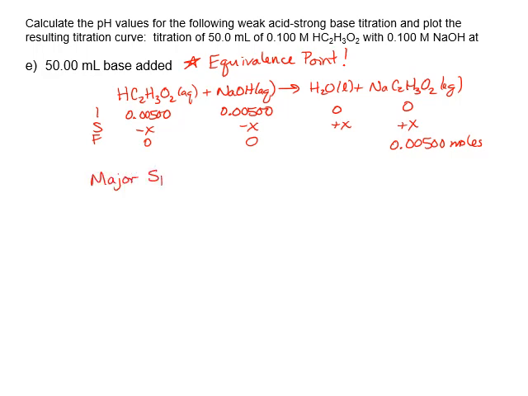So what is our major species now? We've actually gotten rid of the acetic acid and the sodium hydroxide in the reaction, and now we have a solution of sodium acetate. We know that sodium acetate is a weak base. Well, actually, sodium acetate is a salt, but the acetate ion is a weak base.